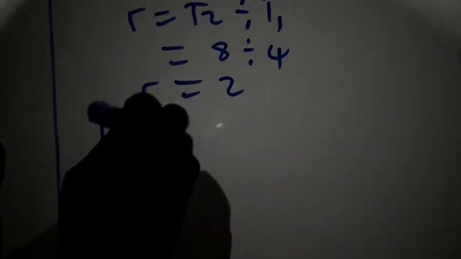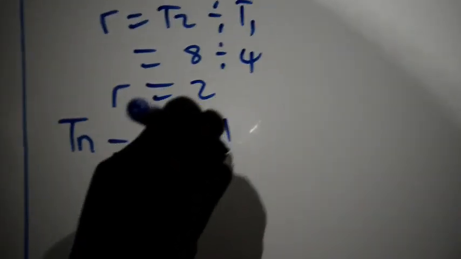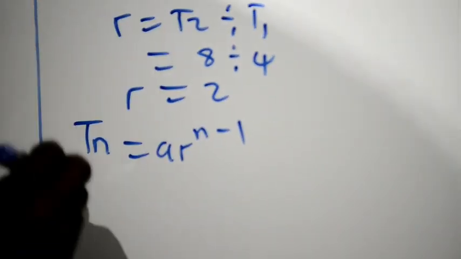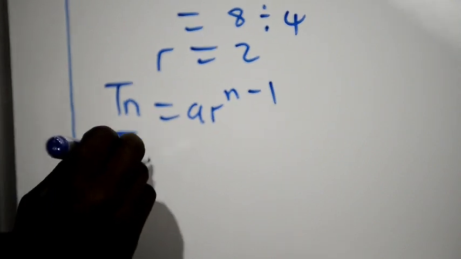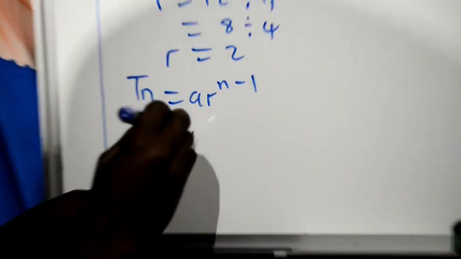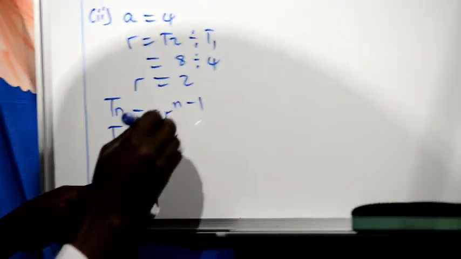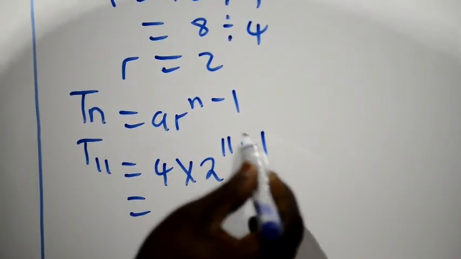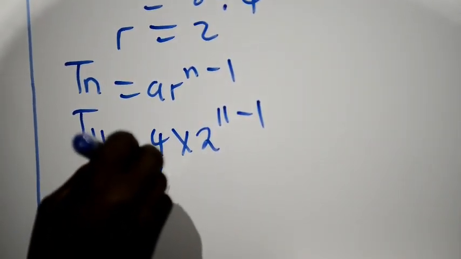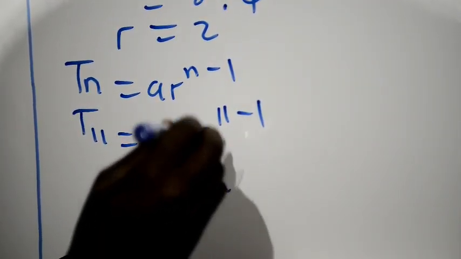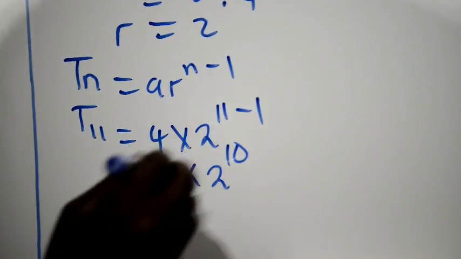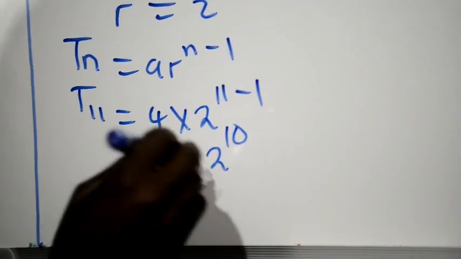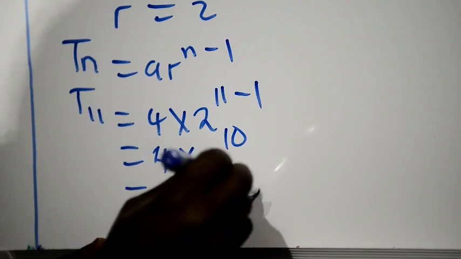From there now, to find the 11th term, we use this formula. The nth term, Tn, is equal to A R to the power n minus 1, where n will be 11, because we are looking for the 11th term. So T11 is equal to our A, the first term, 4, multiplied by R, the common ratio, 2, to the power n minus 1, which is 11 minus 1. So first evaluate this side, don't multiply 4 by 2. You drop down 4, multiply by 2 to the power 11 minus 1, that is 10. Then this will be 4 times 2 to the power 10, that is 1024.